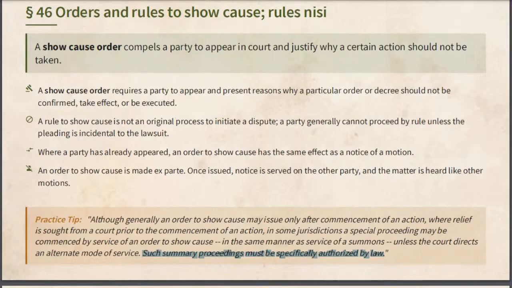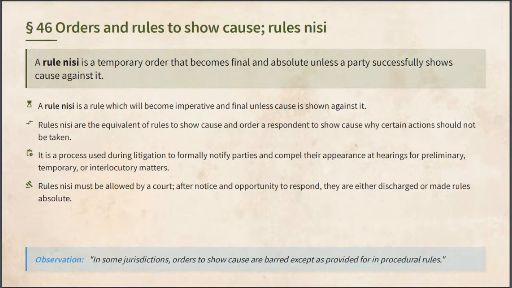So depending where you are, your rules nisi, and I think that's unless otherwise. So this is something to see here, the show cause order in different jurisdictions and those summary proceedings involving them. Those could be quite interesting indeed. Now we're on to orders and rules of show cause, rules nisi.